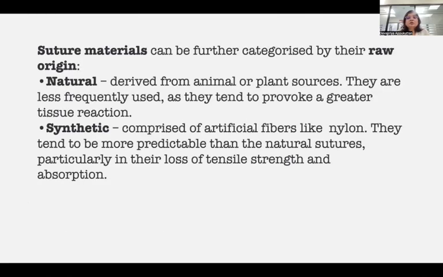First, we will see the suture materials based on their material of origin. They can be natural or synthetic. Natural suture materials are derived from animal or plant sources. They are less frequently used. Why are they less frequently used? Because they tend to provoke a greater tissue reaction. Next are synthetic suture materials. They are comprised of artificial fibers like nylon. They tend to be more predictable than the natural sutures, particularly in their loss of tensile strength and absorption.